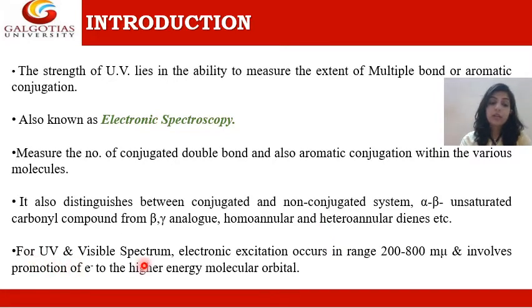For UV and visible spectrum, the electronic excitation occurs in the range of 200 to 800 nanometers. This is the range of UV visible excitation, and it involves promotion of an electron to a higher energy molecular orbital. So upon UV visible absorption, a molecule present at the lower energy level will show a transition to the higher energy molecular orbital.